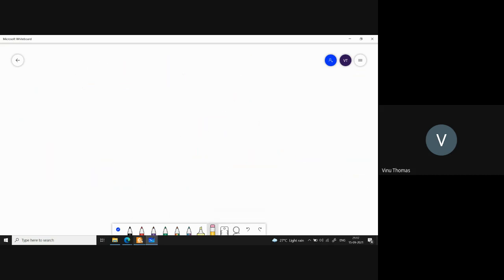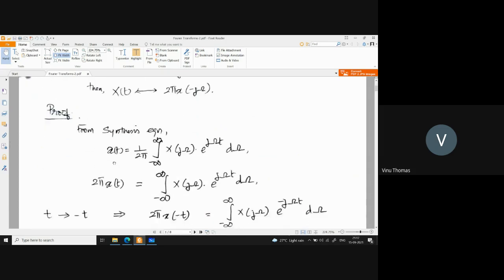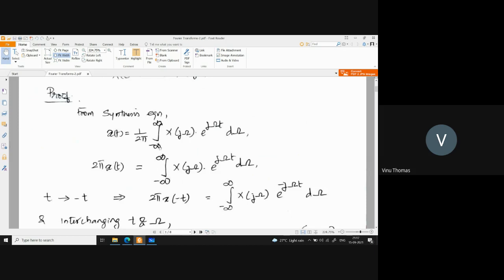Now we will prove the duality theorem here. The proof is very trivial and straightforward. From the synthesis equation, we can write x of t is equal to 1 by 2 pi integral from minus infinity to plus infinity of X of j omega into e raised to j omega t d omega. Cross multiply and write 2 pi x of t is equal to the integral from minus infinity to infinity of X of j omega e raised to j omega t d omega. If I replace t by minus t, this becomes 2 pi x of minus t is equal to the integral from minus infinity to plus infinity of X of j omega into e raised to minus j omega t, because we replaced t by minus t.